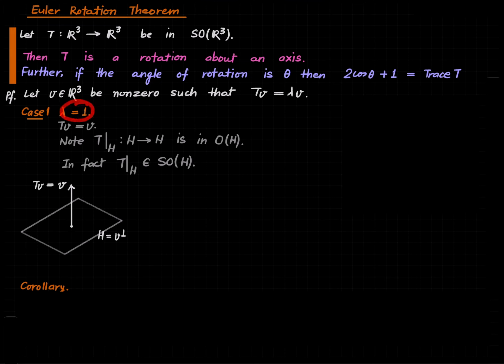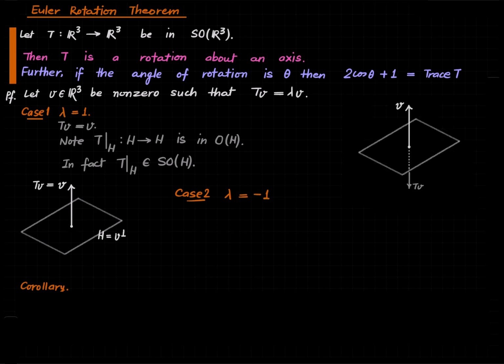Once T restricted to H is in the special orthogonal group, it is going to be a rotation by some angle, and that's exactly the definition of rotation about an axis, where the axis in this case is this particular line. To end, T is nothing but R theta V for some suitable theta. So this is one case. The other case is that lambda is minus 1.